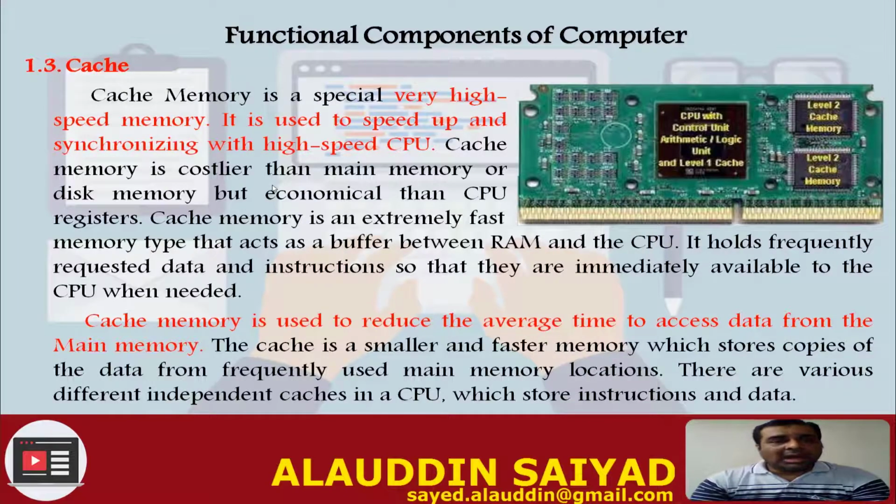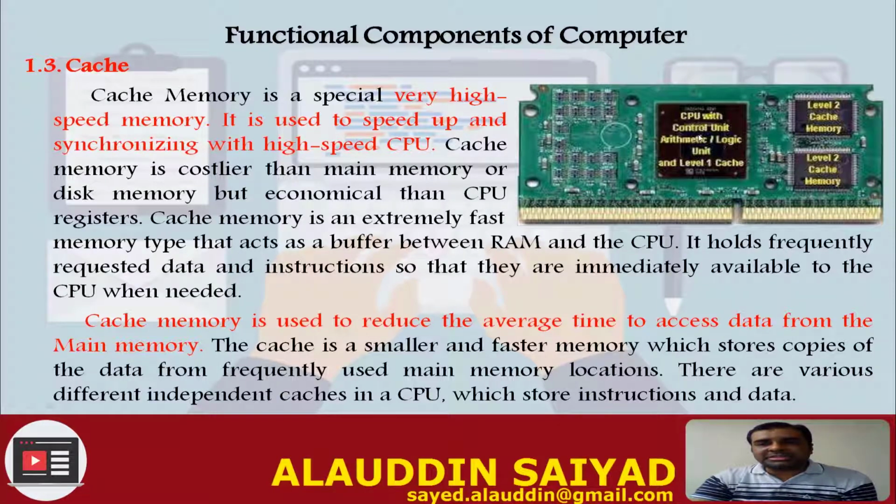Cache memory. A cache memory is a special very high speed memory. It is used to speed up and synchronize with the high speed CPU. Cache memory is costlier than main memory or disk memory, but more economical than CPU registers. Cache memory is an extremely fast memory type that acts as a buffer between the random access memory and CPU. If you can see in this diagram, this is what a cache memory is. There are different levels of cache memory, level 1, level 2, and 3, and so on. Basically, this cache memory works in between the CPU and the random access memory.